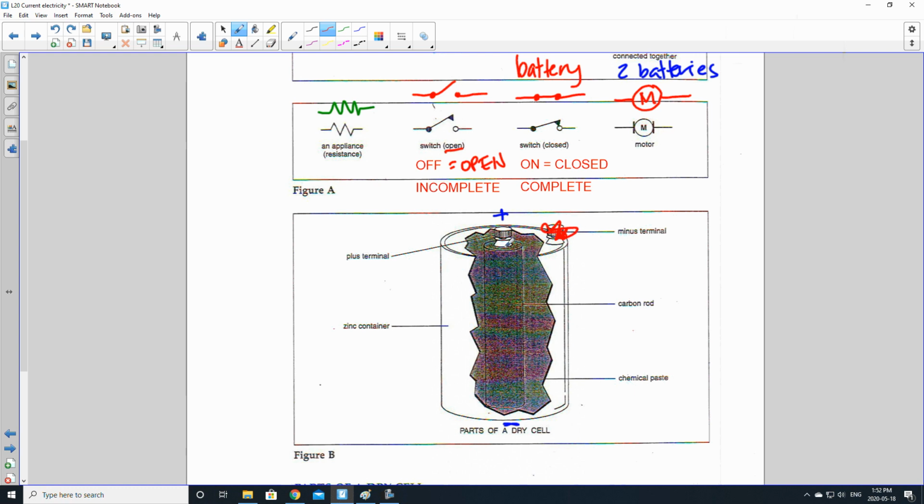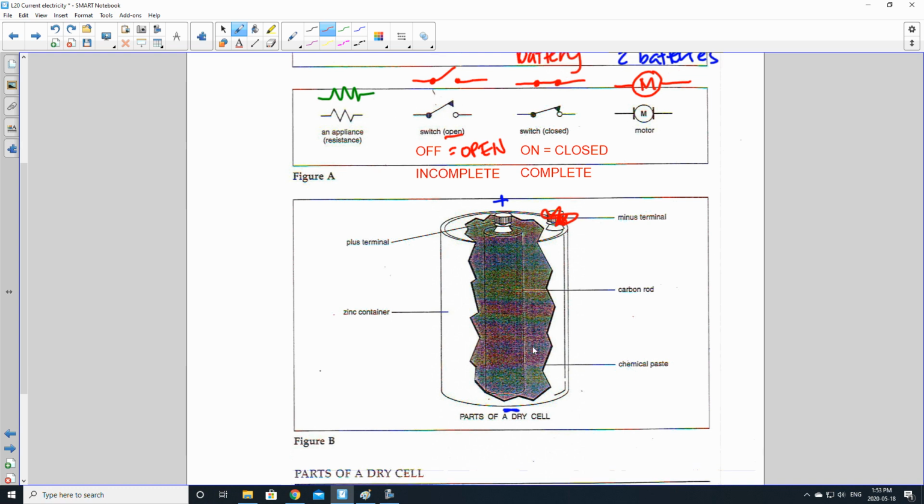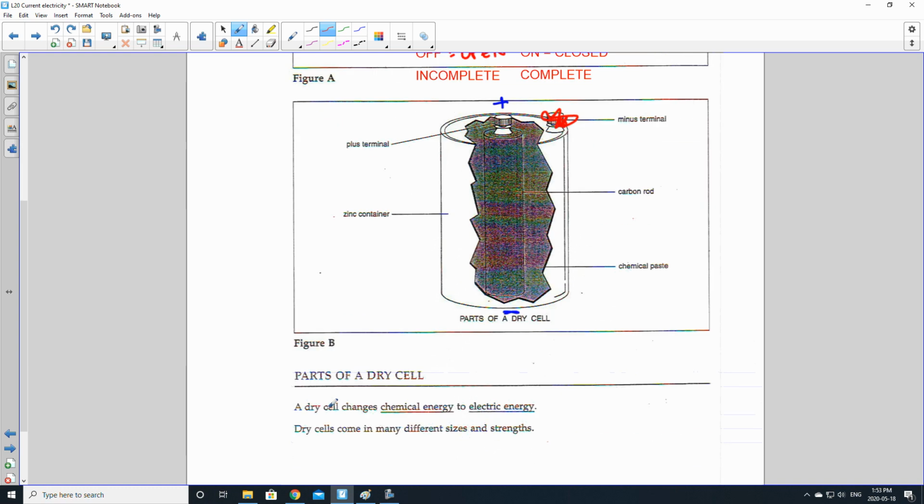But there's usually a plus terminal, a minus terminal, okay? There's a container, and don't worry too much, but there's some sort of a chemical paste. And there's a chemical reaction that causes the electrons to flow when you connect it with a wire. So a dry cell changes chemical energy to electrical energy.